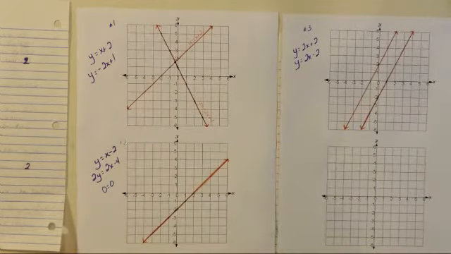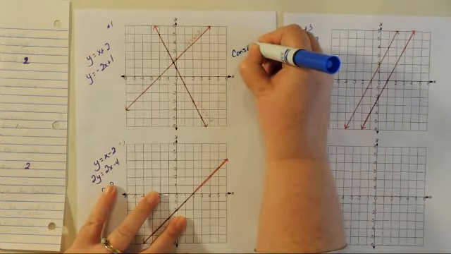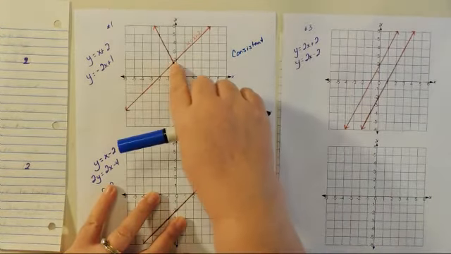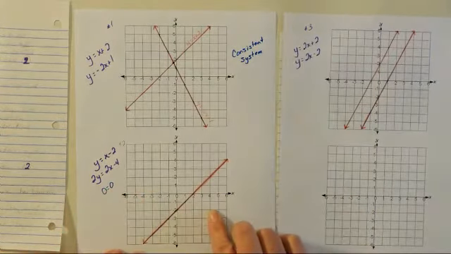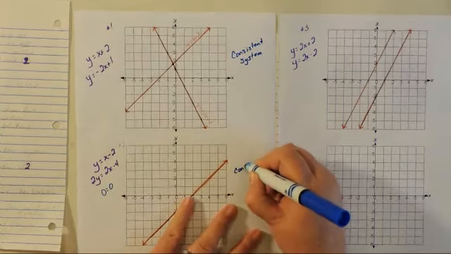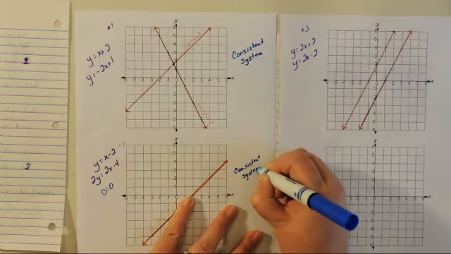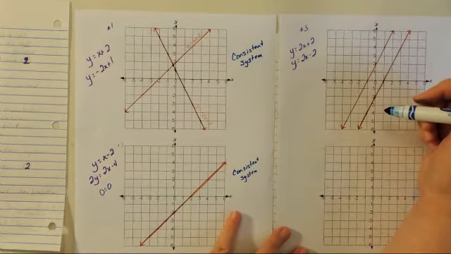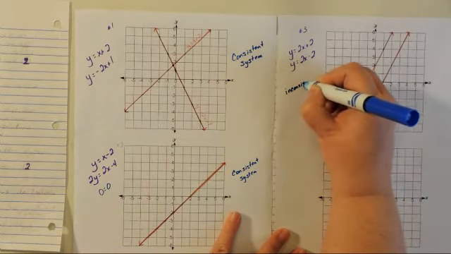Okay, a system of equations with at least one solution common to all equations in the system is called a consistent system. So this is a consistent system because there is at least one point in the graph that is common. This is also a consistent system. It actually has an infinite number of points that are common to both equations. This one has 0 points that are common to both equations, so we would call this an inconsistent system.